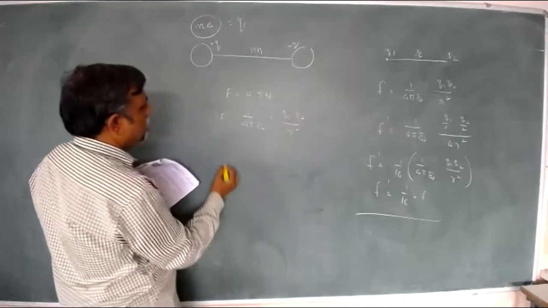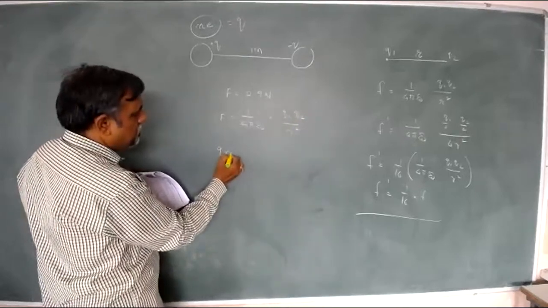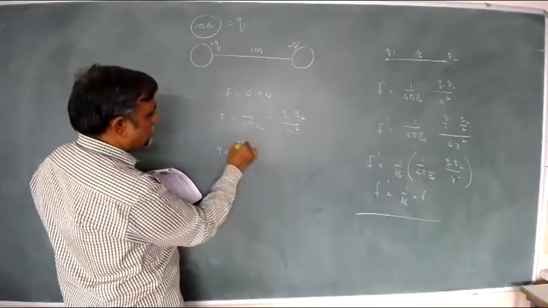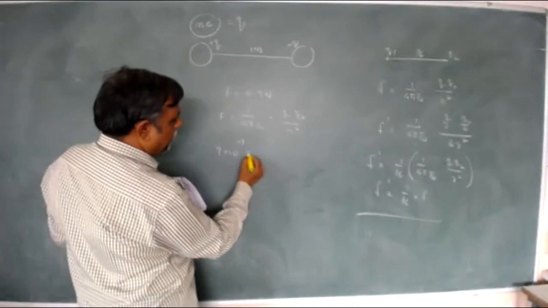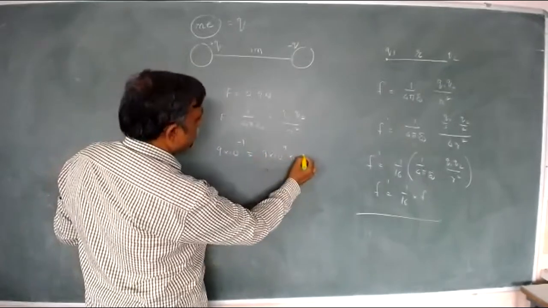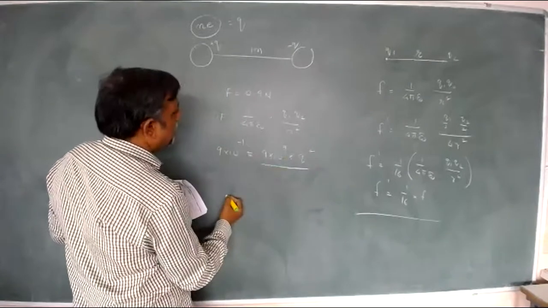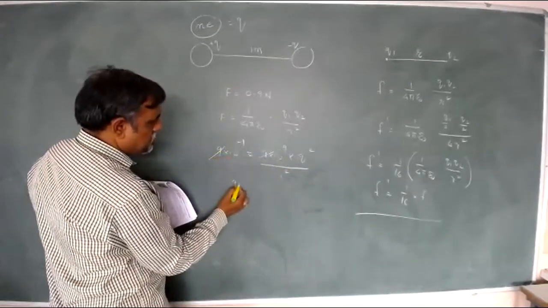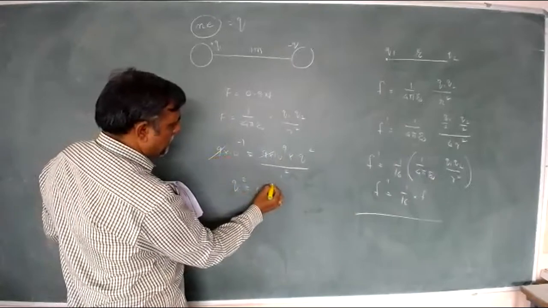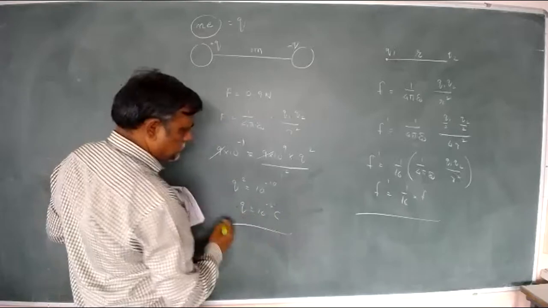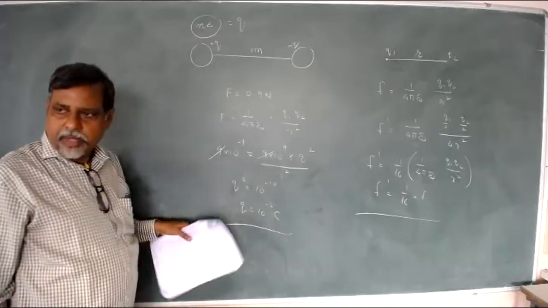Now 1 by 4 pi epsilon naught is 9 into 10 power 9. So 0.9 equals 9 into 10 power 9 into Q square divided by r square, that is 1 square. These two things get cancelled out, so Q square is equal to 10 power minus 10. So Q is equal to 10 power minus 5 coulomb.